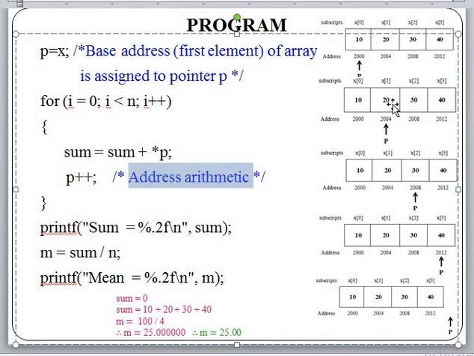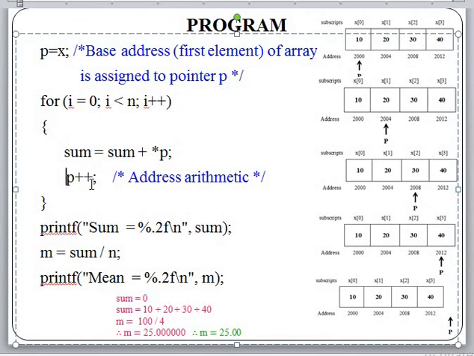We have to access 20 for our computation, so it will go back. While going back, i is incremented by one, so now i equal to 1. 1 is less than 4, the condition is true. Again it will do the summation of sum plus star p. Earlier sum is 10. Now sum equals 10 plus star p. The value available at 2004 is 20. So 10 plus 20 is 30.